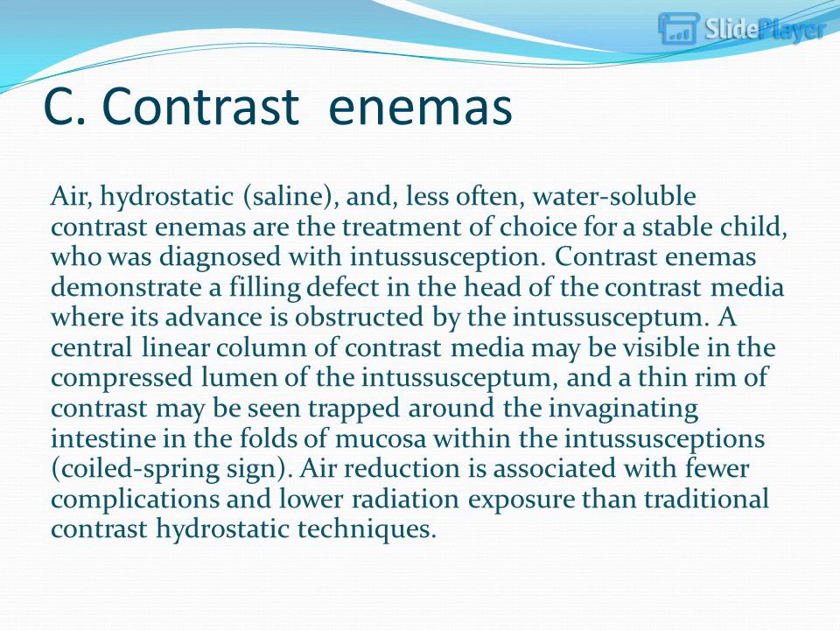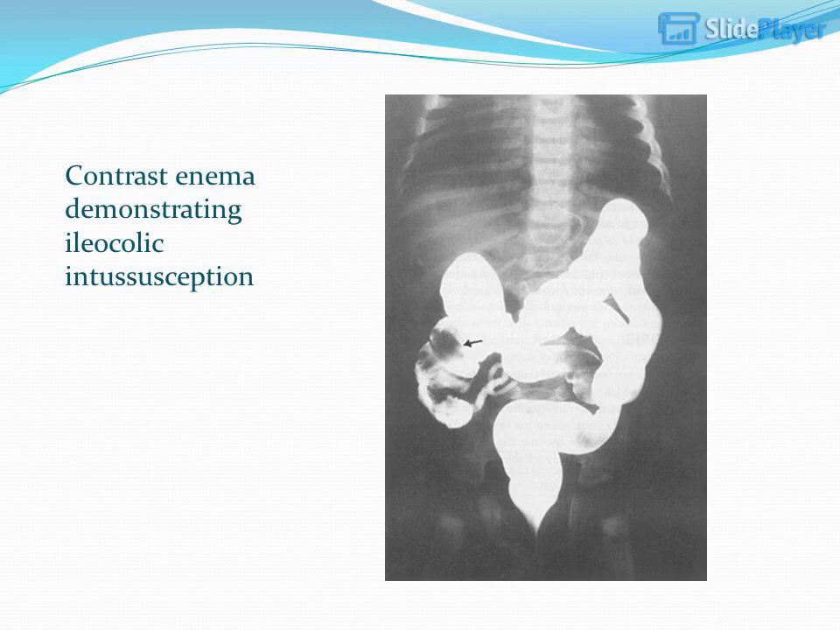A central linear column of contrast medium may be visible in the compressed lumen of the intussusceptum, and a thin rim of contrast may be seen trapped around the invaginating intestine in the folds of mucosa within the intussusceptum, the coiled spring sign. Air reduction is associated with fewer complications and lower radiation exposure than traditional contrast hydrostatic techniques. Contrast enema demonstrating ileocolic intussusception.